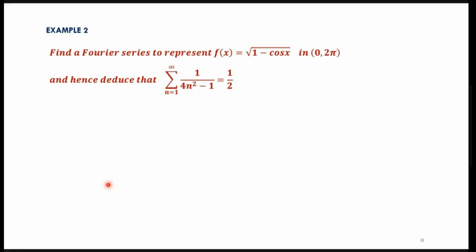But the function is given as root of 1 minus cos x. When we have a root, it is going to be difficult. We will have difficulty in integrating the function root of 1 minus cos x. So can you remove the root by using trigonometric formulas?